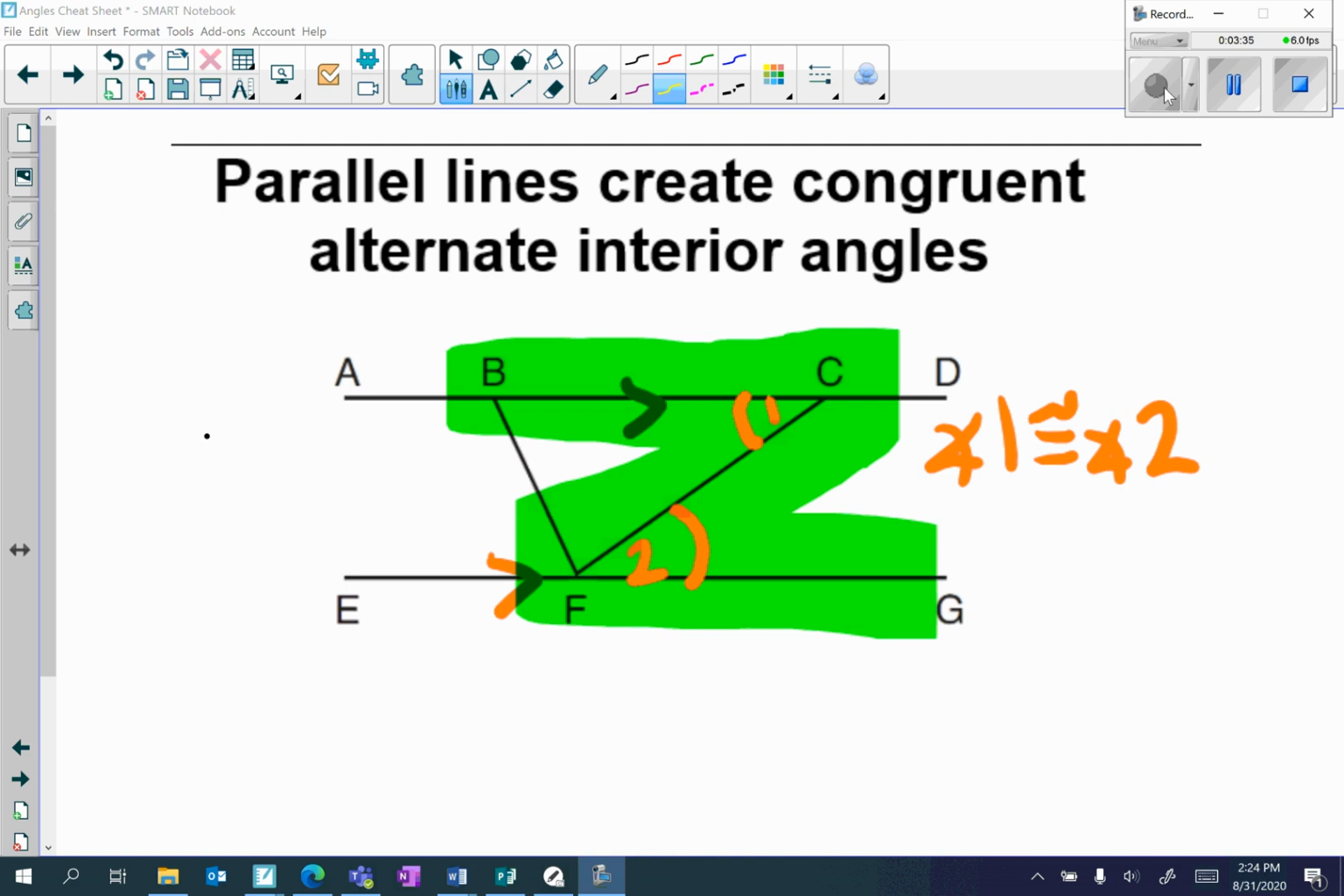Next, we have parallel lines create congruent alternate interior angles. For this, we always want to look for a Z, either a backward Z or a forward Z. So for example, in the diagram, I labeled angle 1 and angle 2. Angle 1 is congruent to angle 2 because those are the angles that are alternate interior because they form a Z.